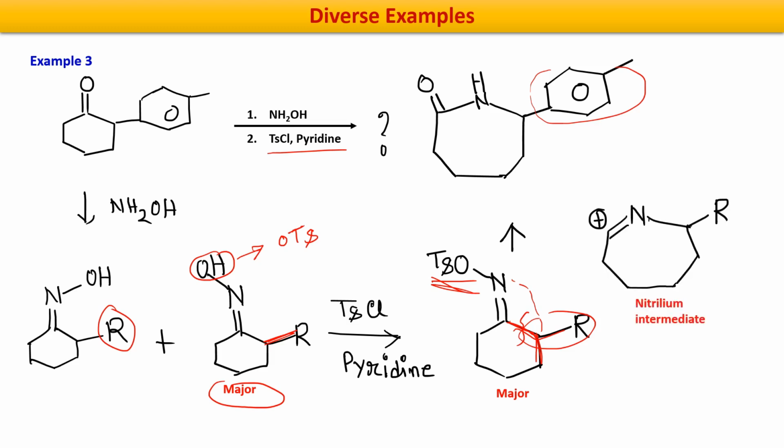Now if you are interested to know the nitrogen intermediate, I have directly written the product, but if you are interested to know this, see, this is the structure of the nitrogen intermediate, where this OTs group is removed and this newly formed carbon-nitrogen bond is present. Fine.